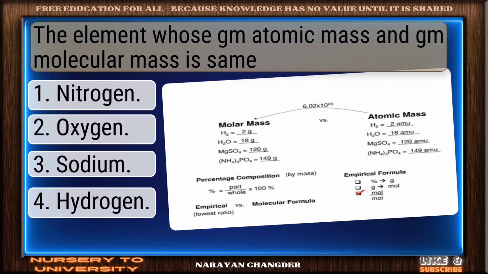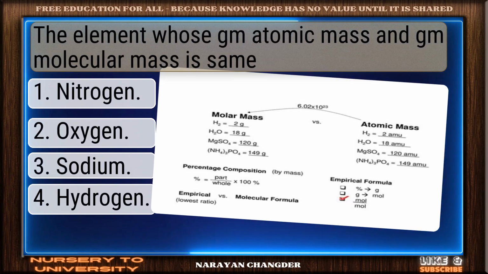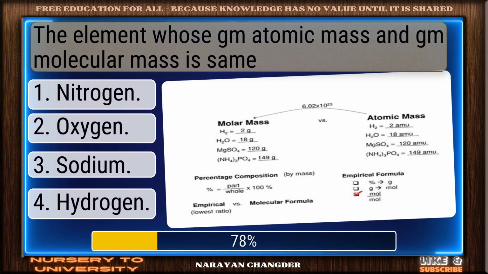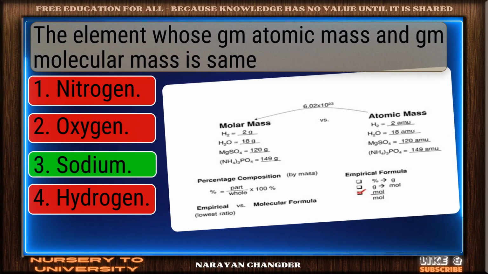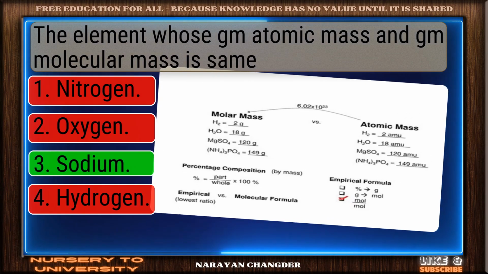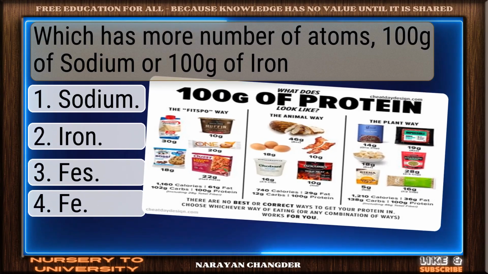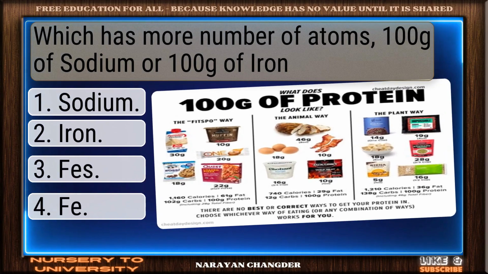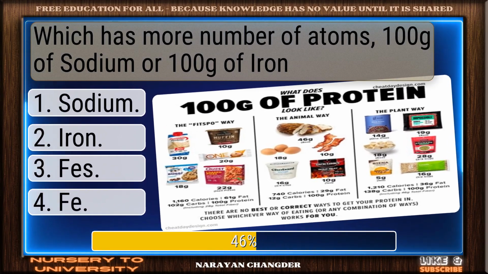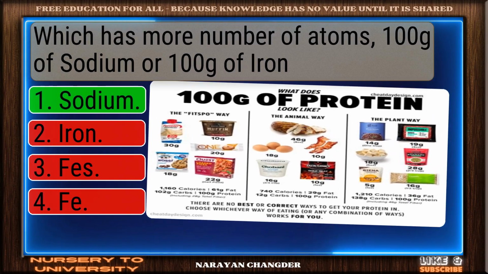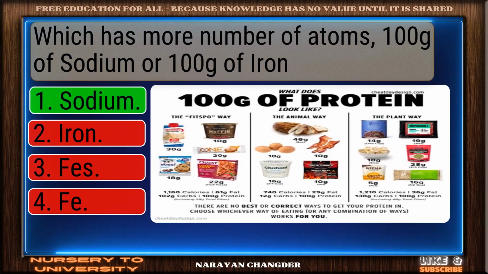Question number 84. The element whose gram atomic mass and gram molecular mass is same. Well reasoned. Sodium is the correct choice. Question number 85. Which has more number of atoms, 100 g of sodium or 100 g of iron? Right choice. Sodium is the best answer.